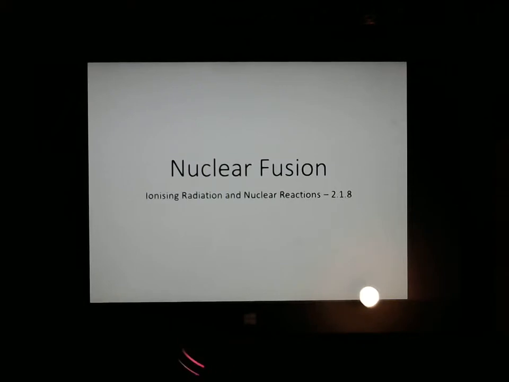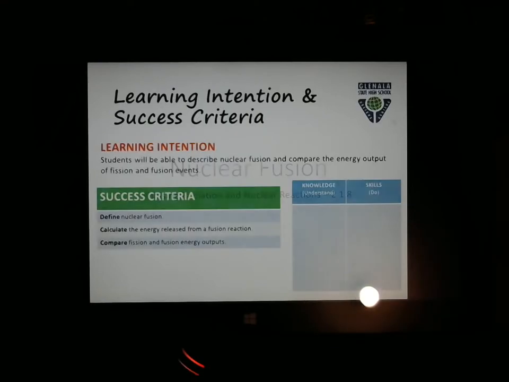Alright, good evening. Welcome to lecture 1.8 of Unit 2, Nuclear Fusion. Here are the learning intention and success criteria for this chapter. Please pause the video and attempt to complete the KS table down the side there.